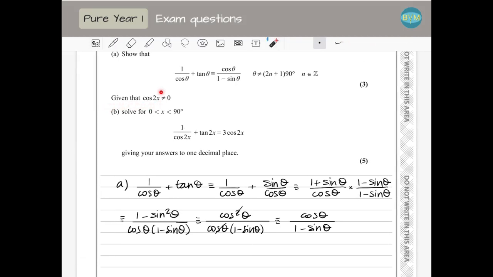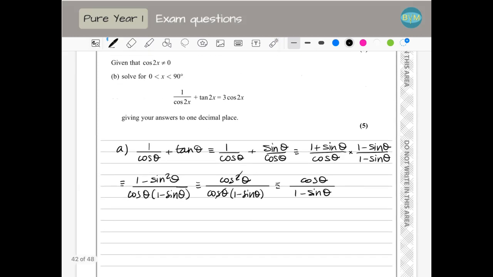Then, given that cos 2x is different than 0, solve for x between 0 and 90 this equation. They don't say hence, but this part here looks like this part here. So my first inclination would be to substitute this by this. I think it will help. If you have found an identity in the first part of a trigonometric question, and then you have to solve an equation that has that identity, I always would try to use it.